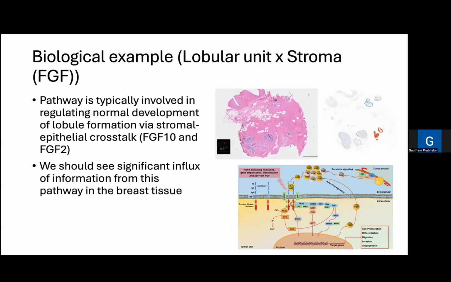So a biological example is FGF. So in breast tissue, FGF is a growth factor, and there is very strong involvement in which the stromal fibroblasts send it into the lobular units for the lobules to grow. And this constantly happens in healthy breast tissue, so we use this as a way of validating whether our information flow was good. And so pretty much from this, we should see that there's significant influx of information from the stroma into the lobular units.